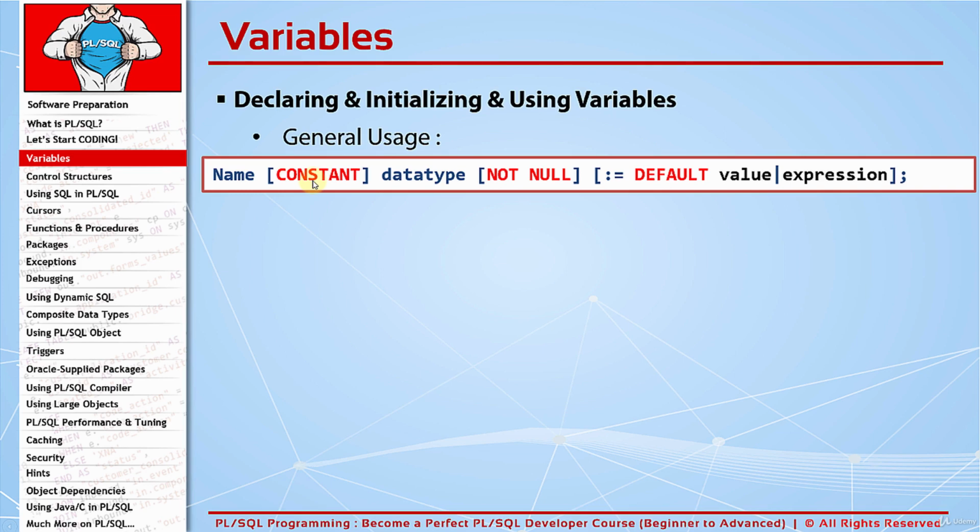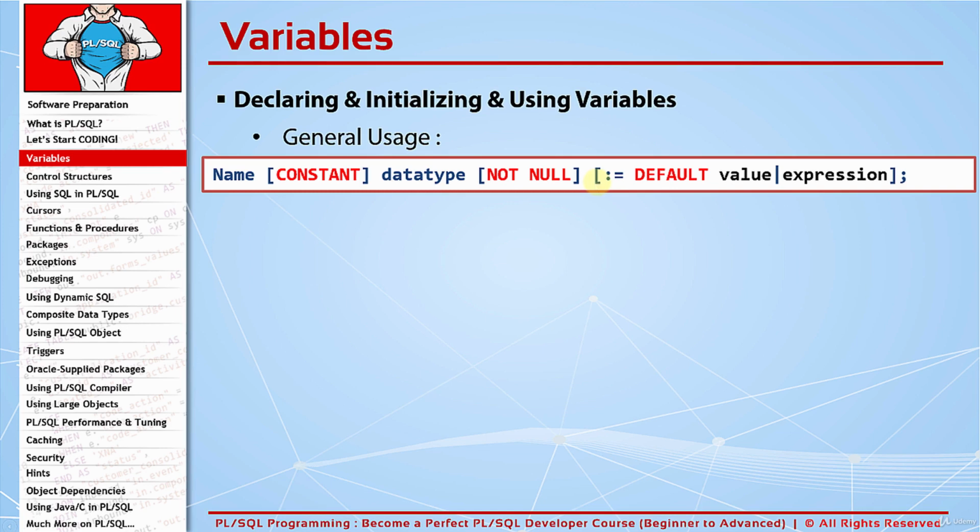Then we write our data type. It can be any data type, number, varchar2, whatever we learned before. Then we write if it is not null. This is also optional. If you set a variable as not null, you will not be able to assign a null value to it. To initialize a value, we use colon and equal signs together, not only an equal sign.